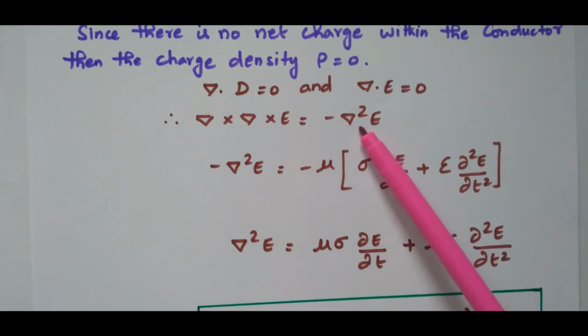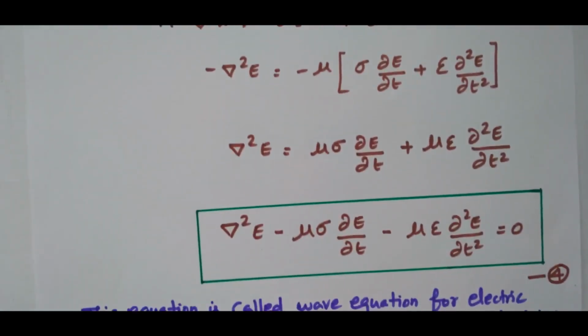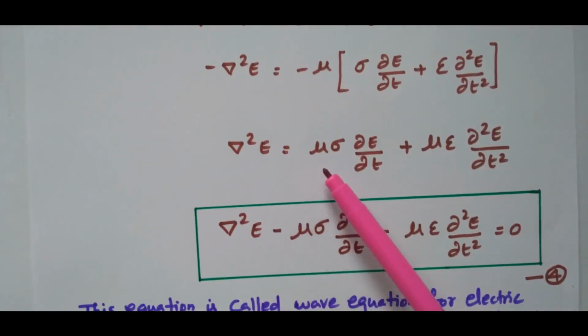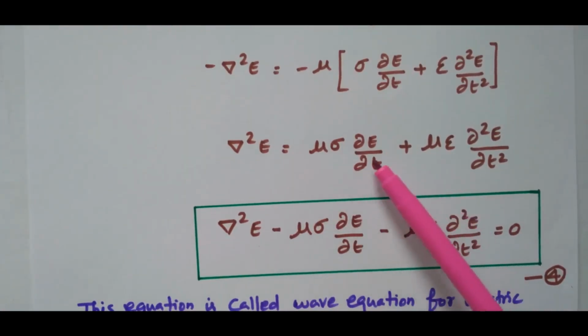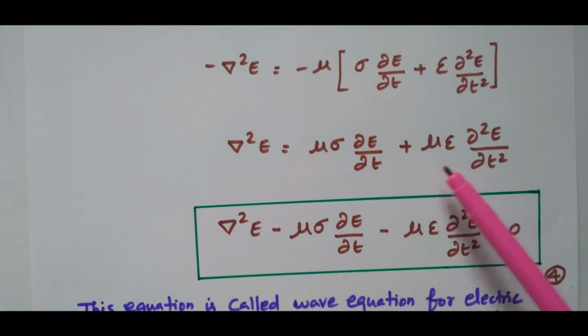So this del square E is written here. The negative is available on both sides, so we can write it as del square E equal to mu epsilon dou E by dou T plus mu sigma dou E by dou T plus mu epsilon dou square E by dou T square.